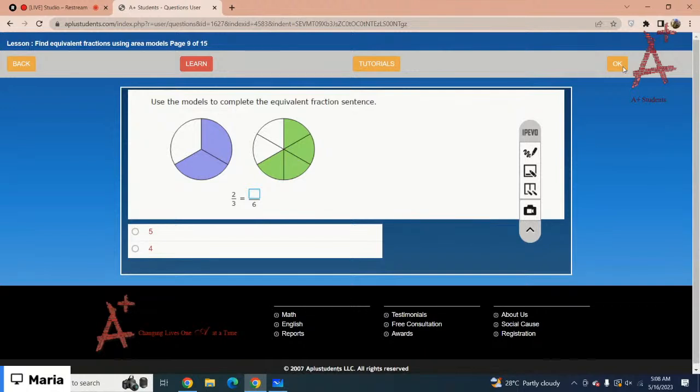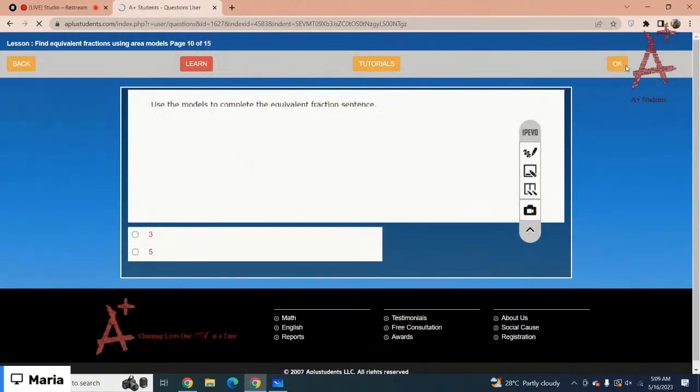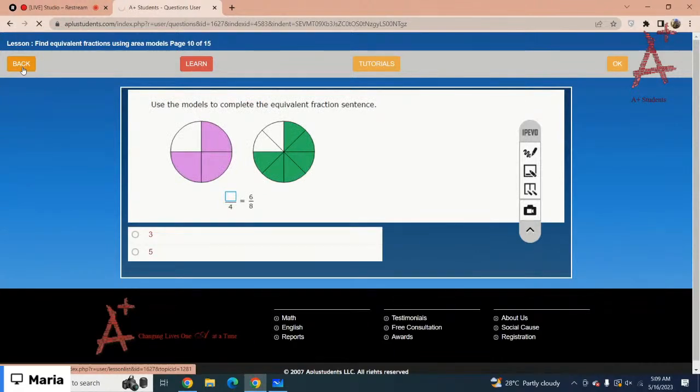It would be 4 out of 6. Yes, very good. The correct option is 4. Okay, you can complete the test by yourself later today. Let me just move on to the next lesson. They are very easy actually.